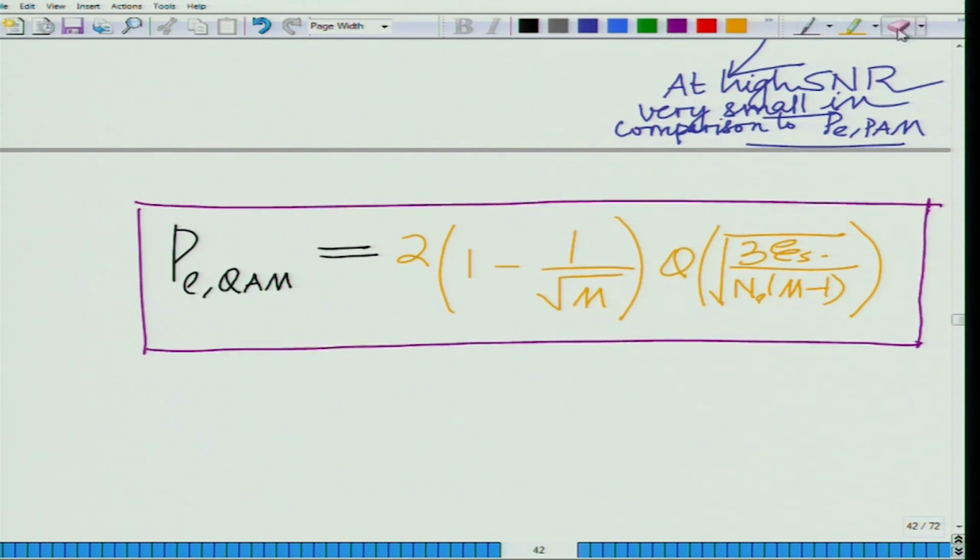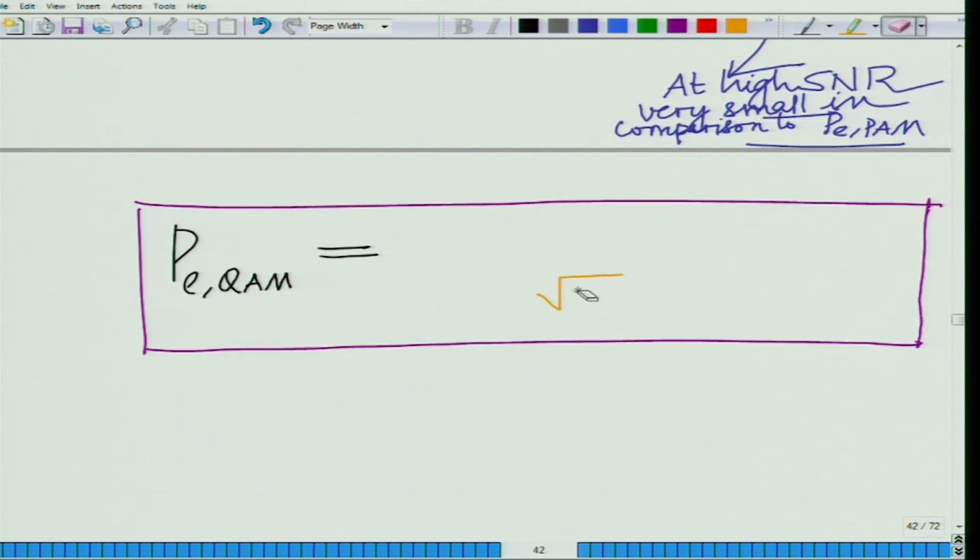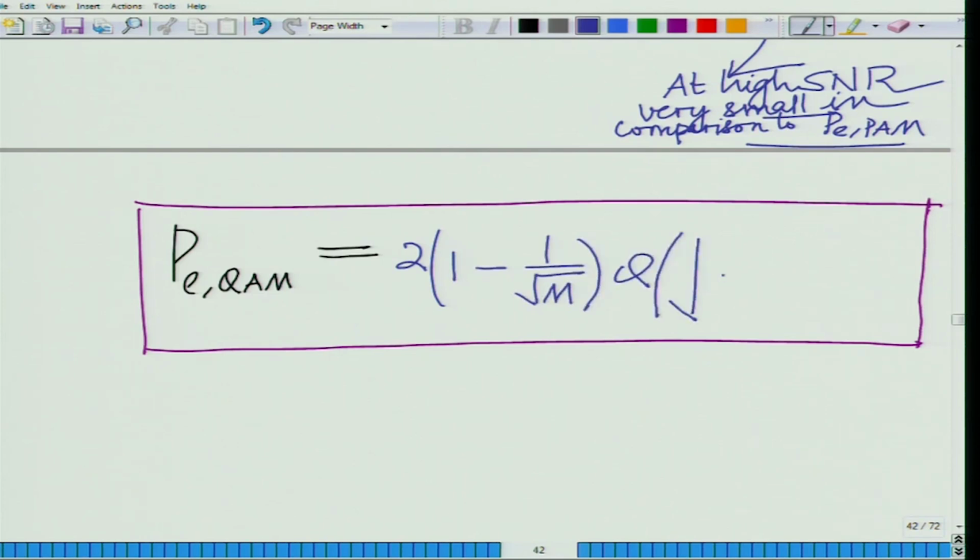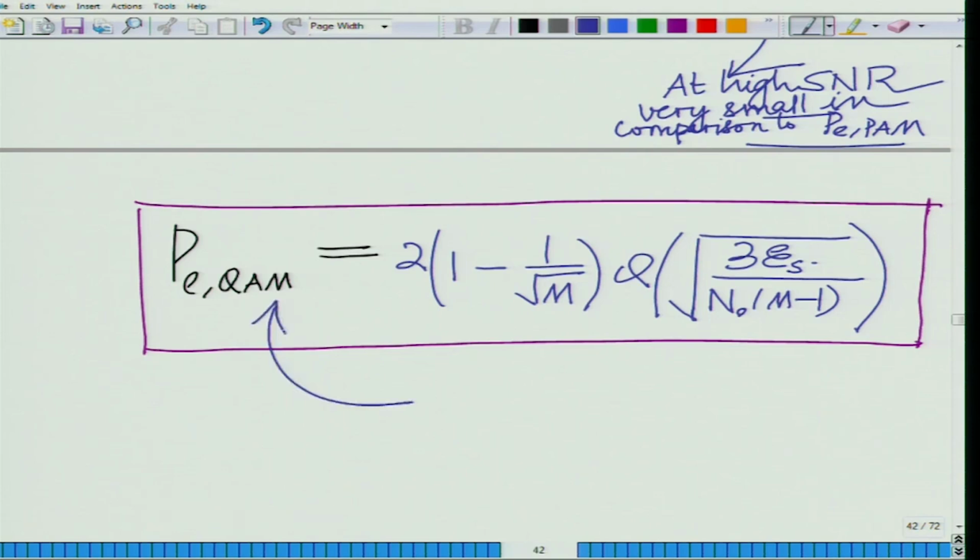Okay, so this is twice. Let me just write it a little bit more clearly. This is twice (1 minus 1 over square root of M) Q of the square root of 3 Es by N naught into (M minus 1). Okay. So, this is the error rate for the overall QAM.